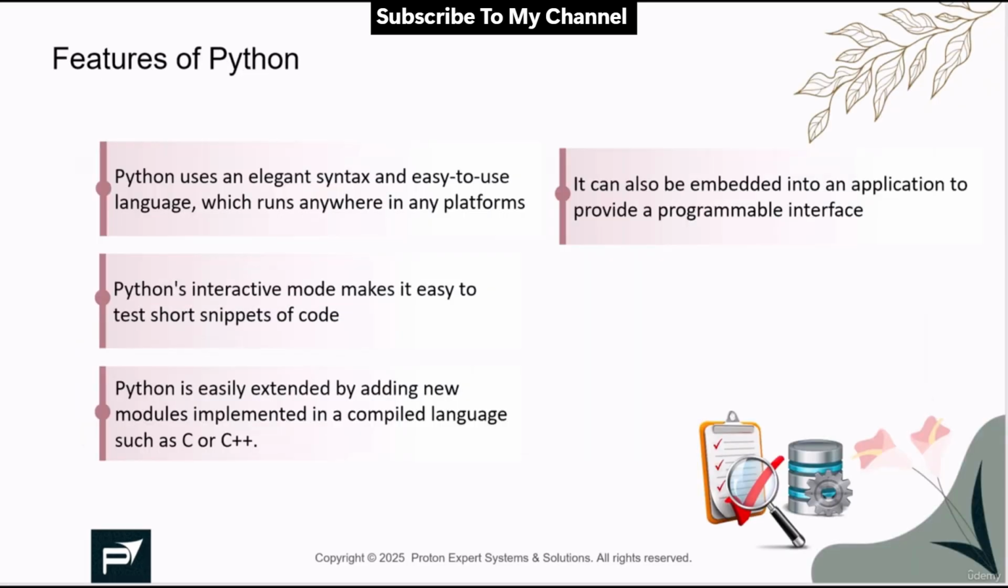These are the features of Python. Python uses an elegant syntax and easy-to-use language which runs anywhere in any platform. Python's interactive mode makes it easy to test short snippets of a code. Python is easily extended by adding new modules implemented in a compiled language such as C or C++. It can also be embedded into an application to provide a programmable interface.